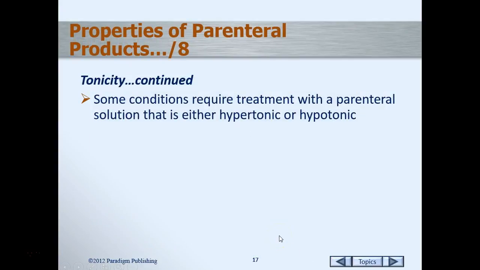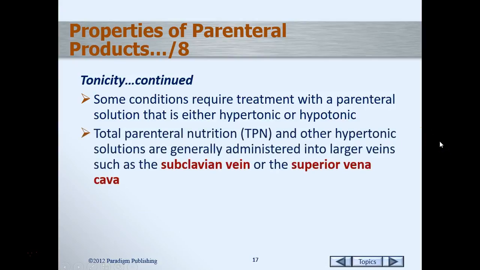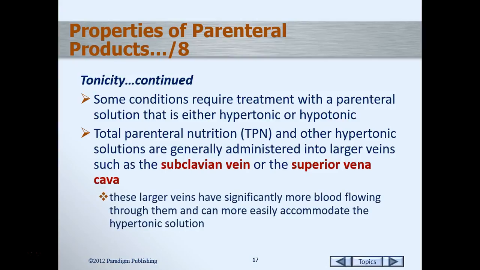So some conditions require treatment with parenteral solutions that are either hypertonic or hypotonic, and we need to be aware. Total parenteral nutrition, or TPNs, and other hypertonic solutions are generally administered into a large vein, such as the subclavian vein or the superior vena cava. These larger veins have a lot more blood flow, so they're better able to accommodate the hypertonic solution and dilute it just a little bit quicker.